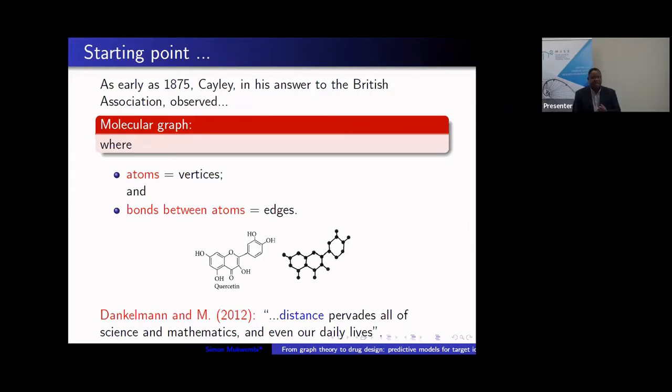And he said, what I will do is I'm going to model alkanes, these chemical compounds, using what we call a graph. And I'm going to say each atom is represented by a vertex, and whenever two atoms are bonded, I'm going to represent that by an edge. So for instance, in the picture there, you can see a chemical compound, well known indeed, called quercetin, and alongside, you can see how it is represented by a graph. So that gave us a starting point.